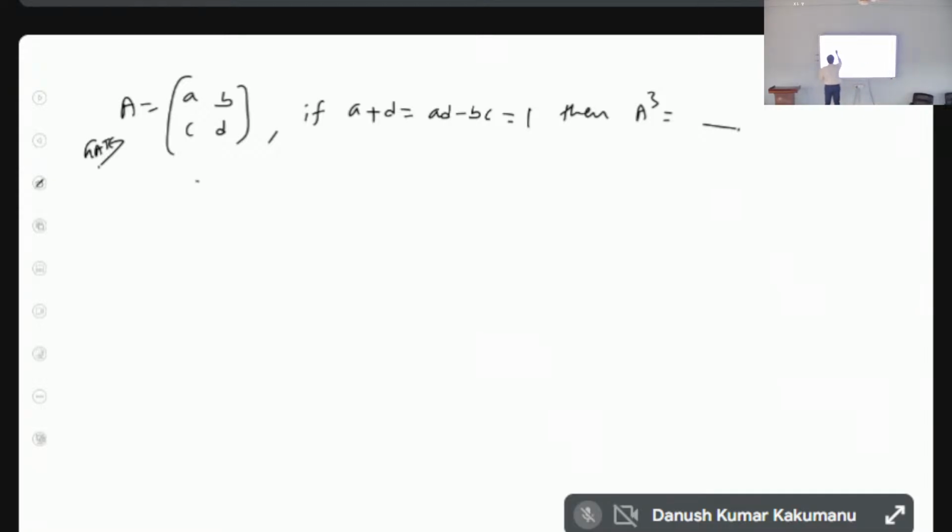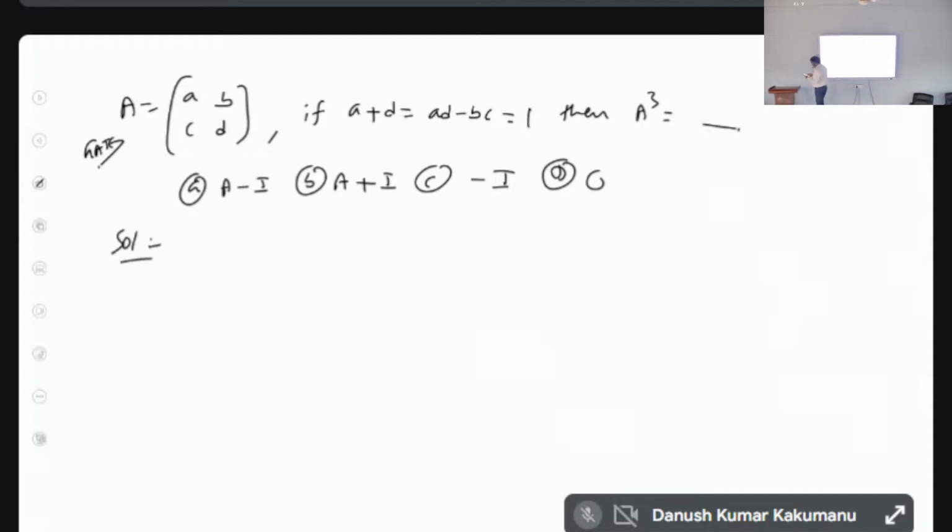What are the options given? A minus I, A plus I, minus I, null matrix. What is the answer? Yes, try. What is the answer here?